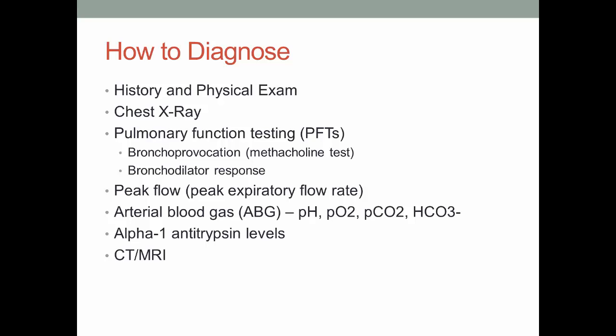You also will check alpha-1 antitrypsin levels if you think that there's a family history or they're not a smoker and they have COPD type symptoms. And then you can do a CAT scan or an MRI if you want to get a better look at a possible lung nodule or cancer.